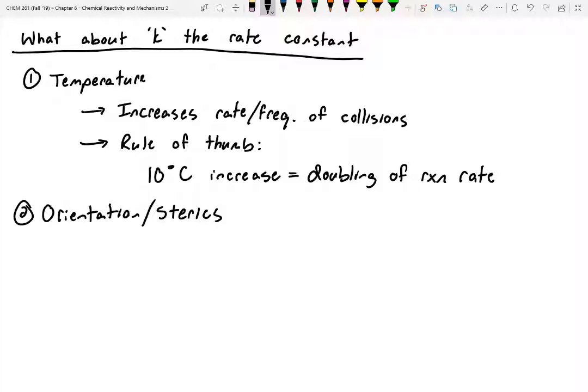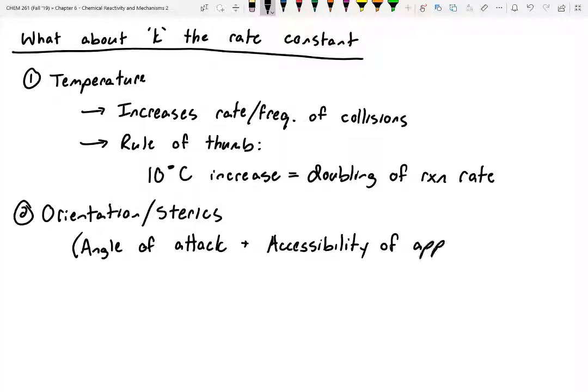It's hard to access. What does orientation mean? It means, can you attack one reagent this way, that way, or any way? Is it dependent on the angle of attack? So we have to look at the angle of attack and the accessibility of the approach. So let's make a note here. This is the angle of attack and accessibility of approach.